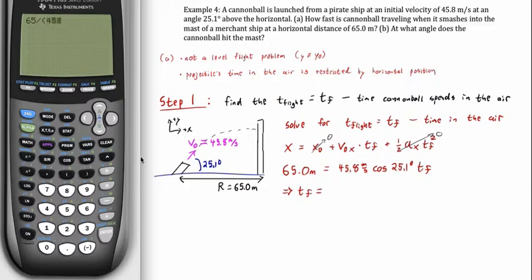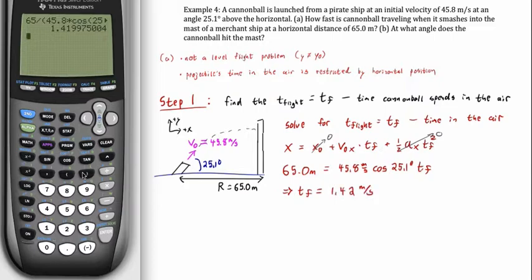45.8 and then times cosine of 25.1, and my calculator here is already in degree mode. Okay, so close both the parentheses. Okay, and so I get a time in the air of 1.42 seconds, rounded to 3 sig figs, 1.42 seconds.